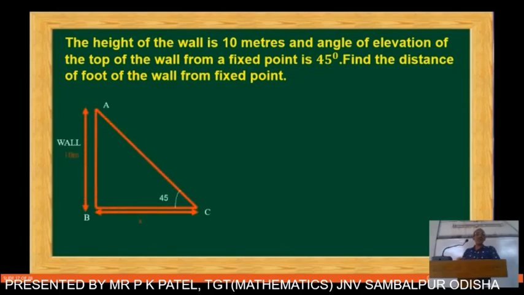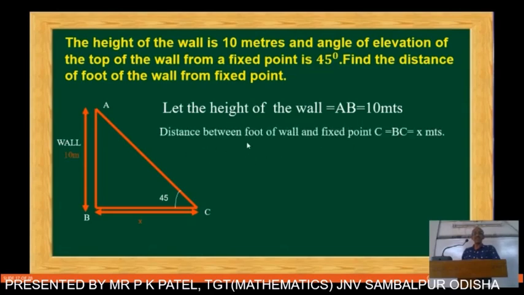This is the figure, level and mark it. AB is the height of the wall and C is a point. Okay. Then here the height of the wall is given as 10 meters. That is, the height of the wall AB equals 10 meters. The distance between the foot of the wall and the fixed point C is BC, that is the distance. So let that be x meters.